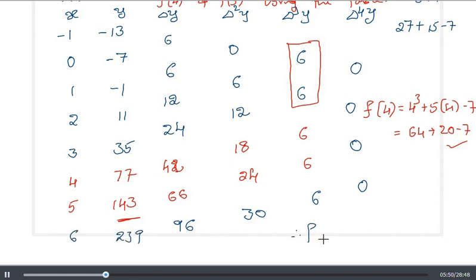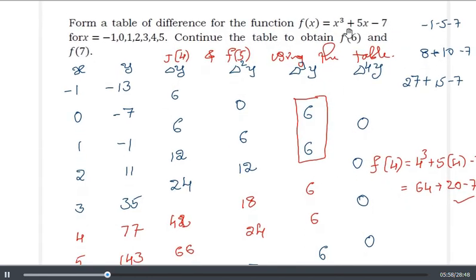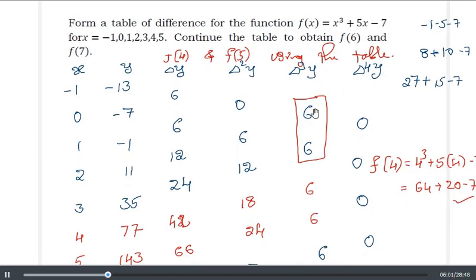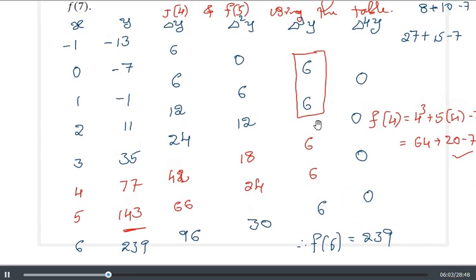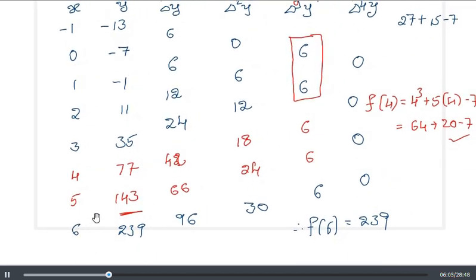So therefore I'm saying that f of 6 equals 239, not by using the function. Try to understand, I did not substitute f of 6 here to compute. Just by using this difference table, we came to know what is f of 6. Okay, so this is how you can find the previous terms and the next terms using this difference table. And also you can find missing terms.